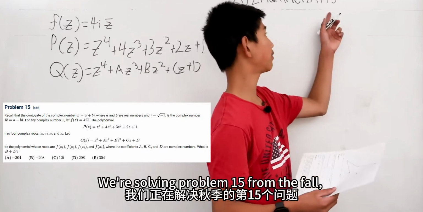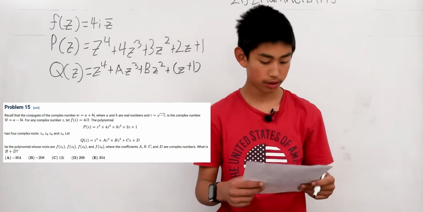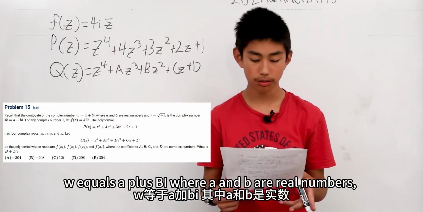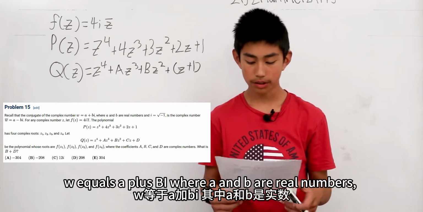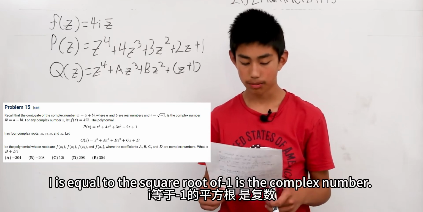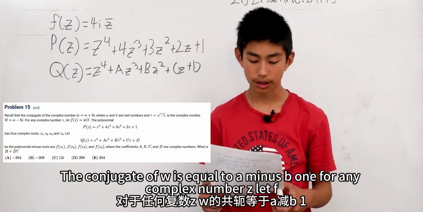We're solving problem 15 from the Fall AMC 12A from 2021. Recall that the conjugate of the complex number w equals a plus bi, where a and b are real numbers and i is equal to the square root of -1, is the complex number a minus bi.